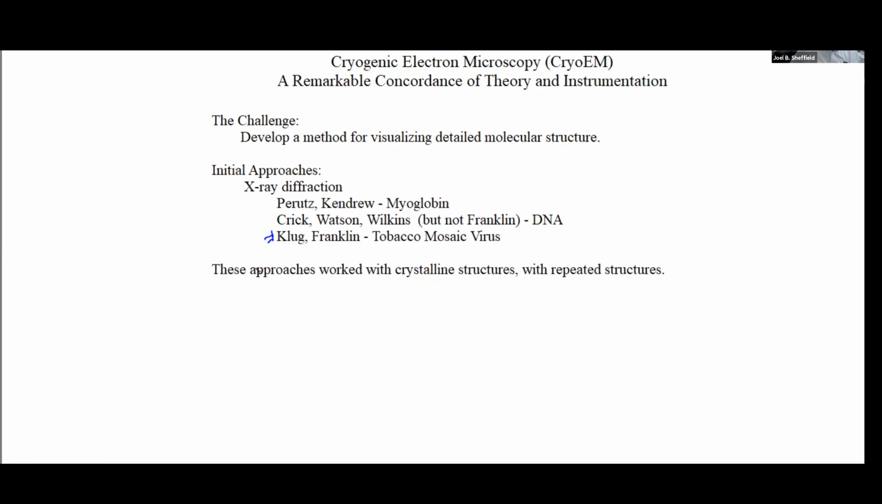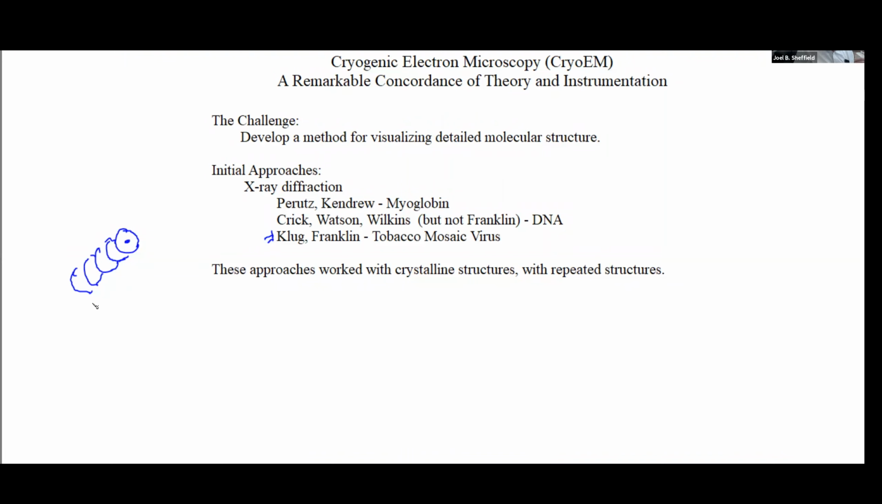And he did major work on the structure of tobacco mosaic virus, which is, you may remember, this virus that is a kind of cylindrical structure like this. And within the cylinder is the nucleic acid of that virus. Sorry, it looks a little bit like a worm, but that's the way it is.